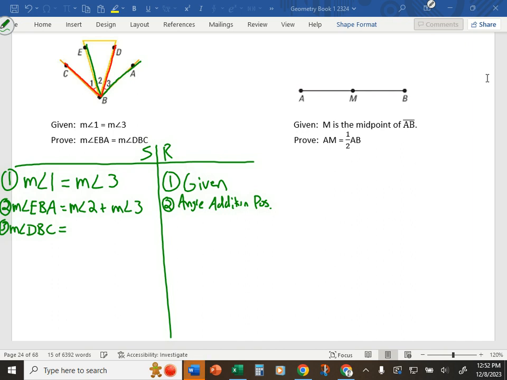It's equal to measure of angle 1 plus measure of angle 2. All right, and I want to write the measure of angle 2 plus the measure of angle 1, just because I'm noticing here I've got this measure of angle 2 in each of these, which I think is going to be a big step later on. We shall see. So DBC is angle 2 plus angle 1, and what's our reason for that, Maddie? Because of the angle addition postulate.